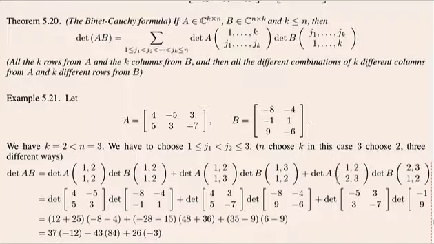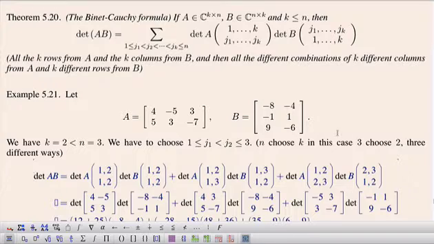And then finally, columns 2, 3, so minus 5, 3, 3 minus 7 from A, times the determinant of B taken out the first two, the second and the third rows. So minus 1, 1, 9, minus 6.